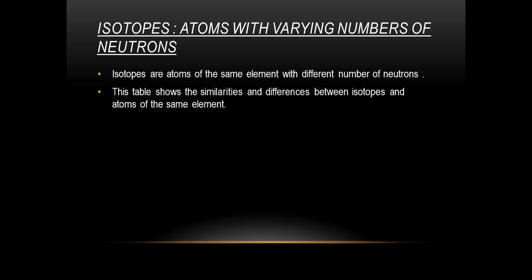So remember, the one thing which is common in isotopes is having the same number of protons, while the thing which is different is the number of neutrons. For example, chlorine has two isotopes, and in both isotopes the proton number is 17. In one isotope it is chlorine-35, in the other it is chlorine-37. So their proton number is the same, but the nucleon number is different.